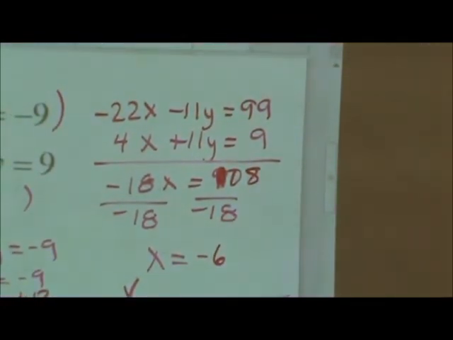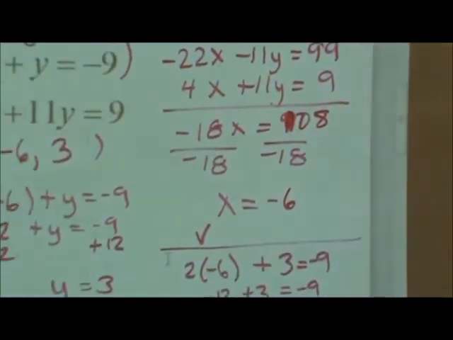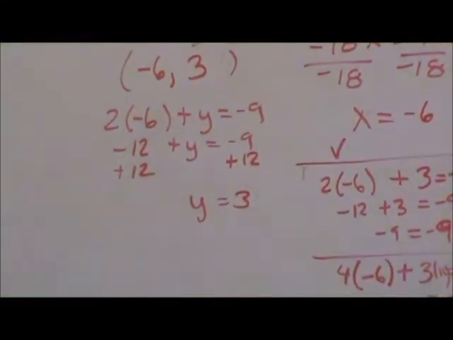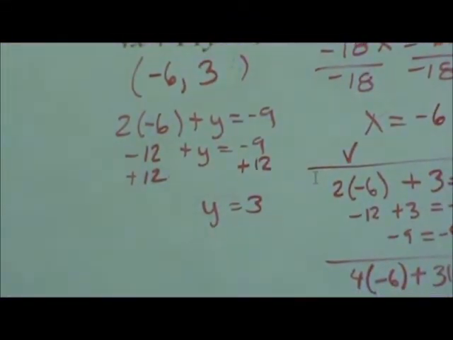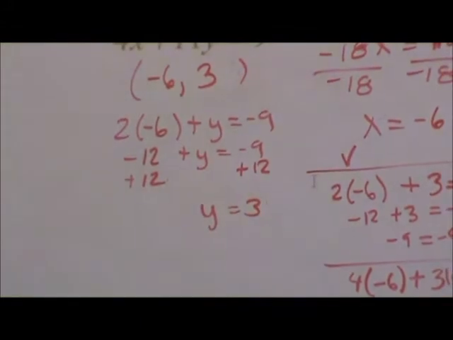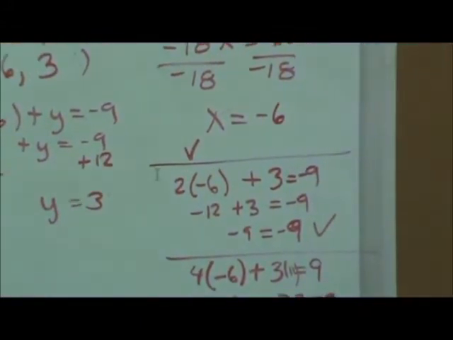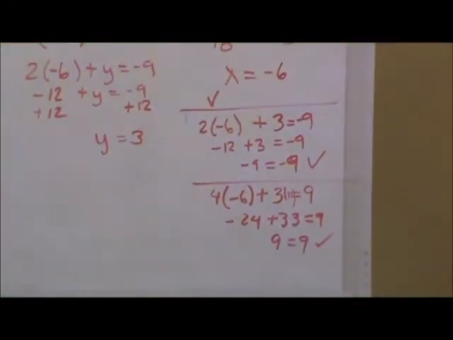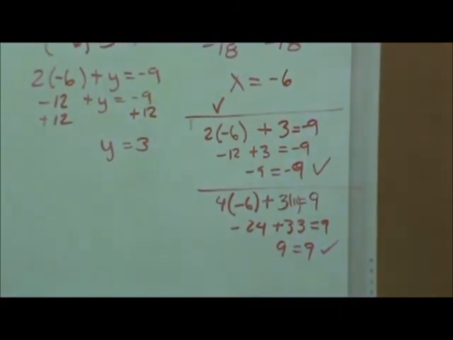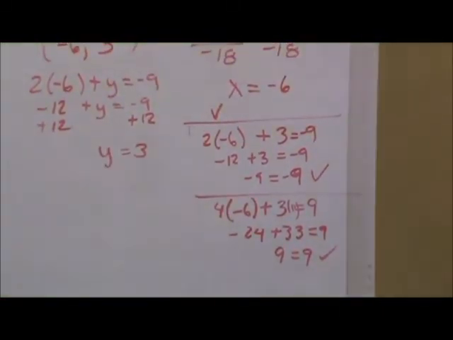After that, I was able to find my x. So negative 18x equals 108, divide by negative 18, and then get x equals negative 6. Following that, I went down here and I plugged in negative 6 for x, found my y, and got positive 3. And then finally, the last part, but very important part, the check, and check both of them out. Sure enough, they both check, and there's example 2.